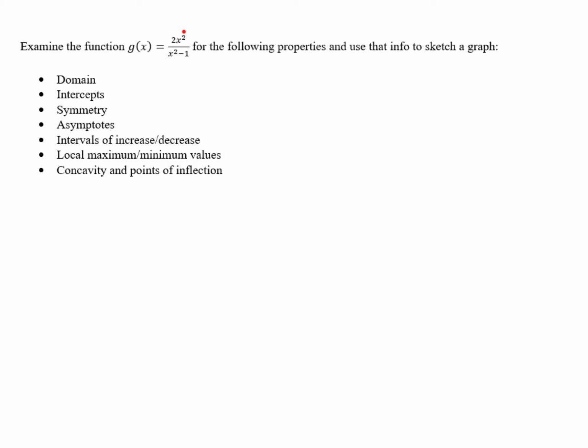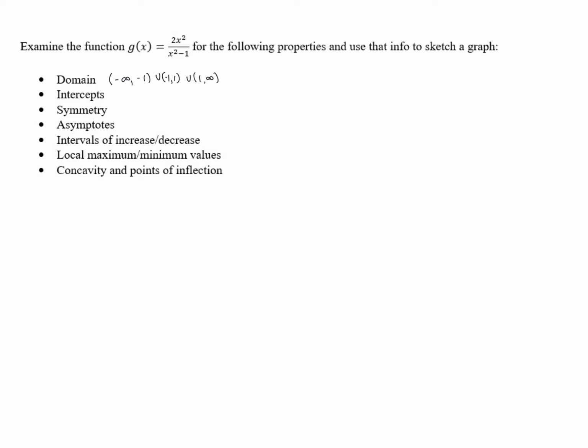This is a rational function, so for the domain we have to see which x values make the denominator equal to 0. If we set x squared minus 1 equal to 0, the x values that will cause that to be 0 are going to be positive 1 and negative 1. So the domain is going to be all real numbers except negative 1 and 1. So that's from negative infinity to negative 1, union negative 1 to 1, union 1 to infinity, if we want to write that in interval notation. So that is the domain.